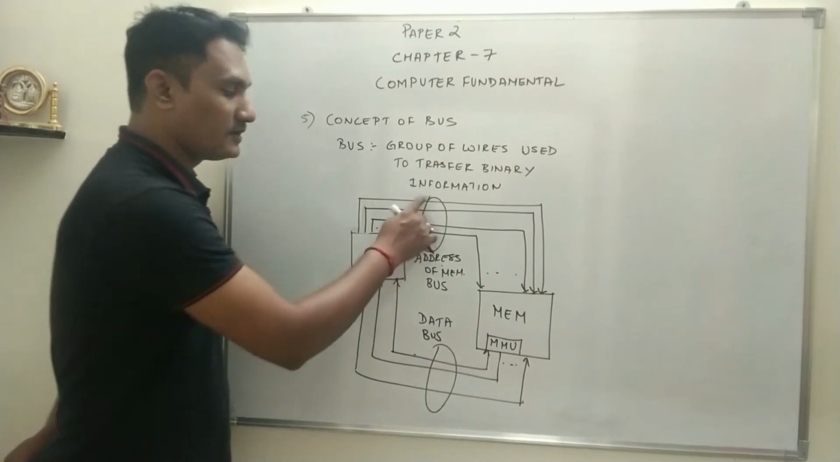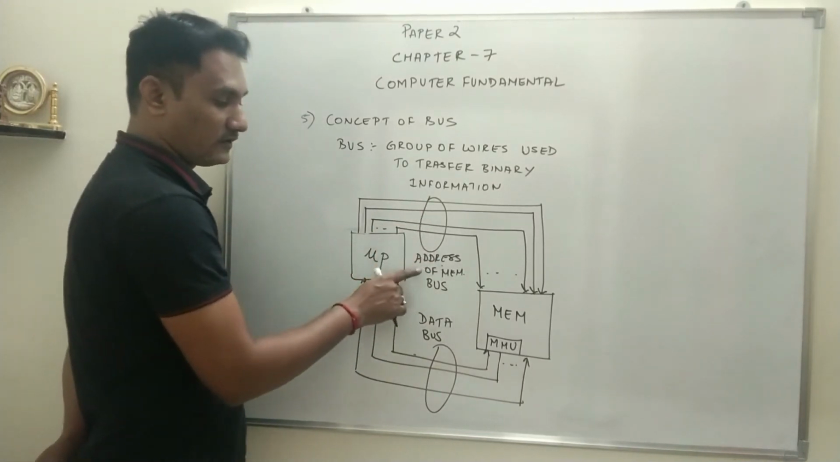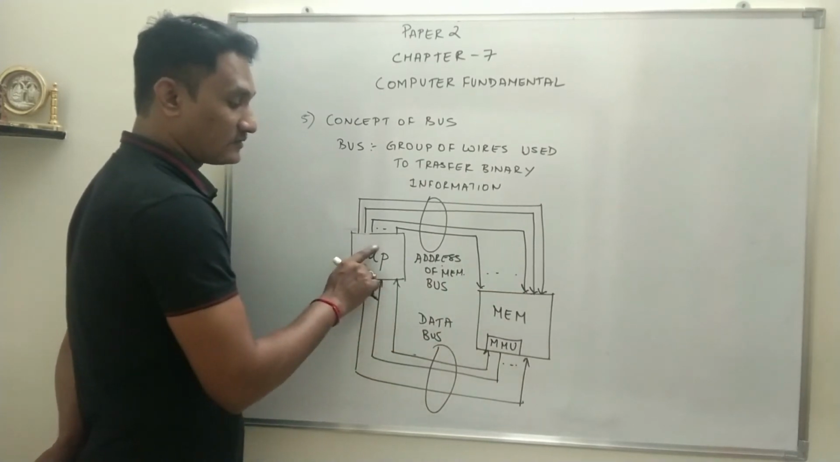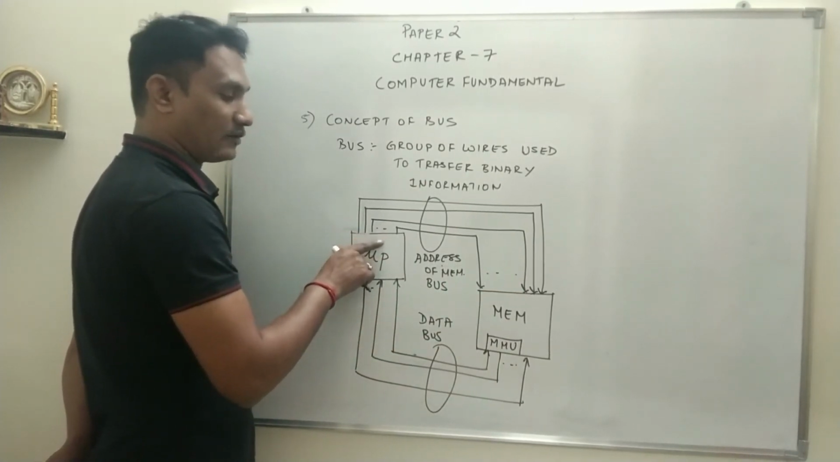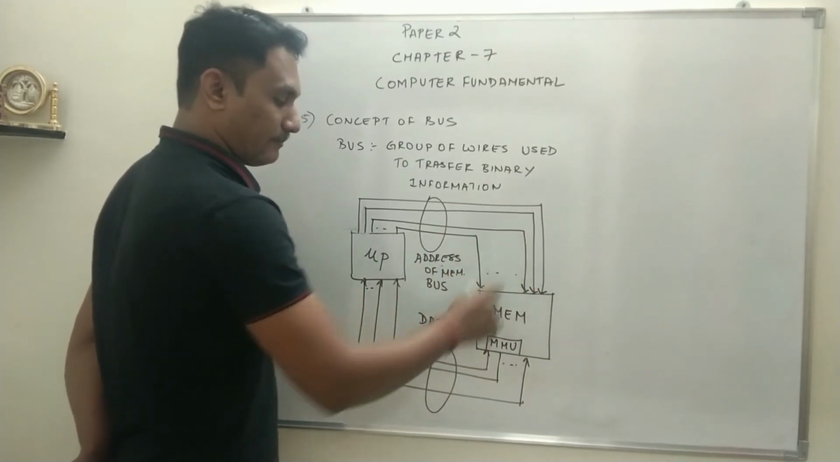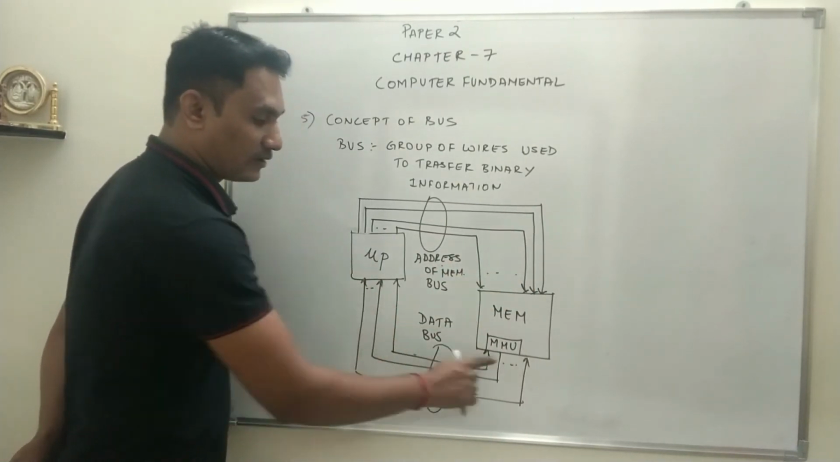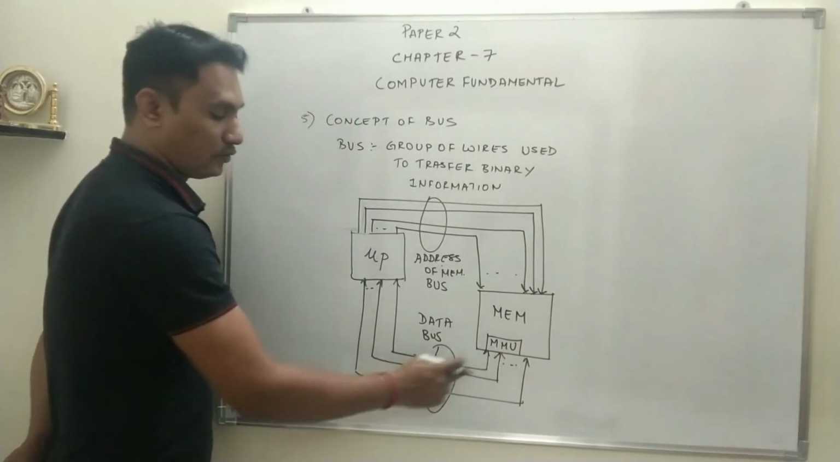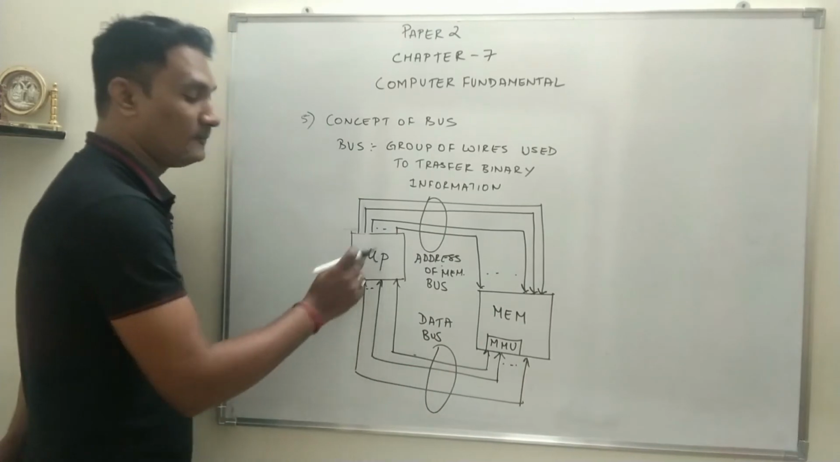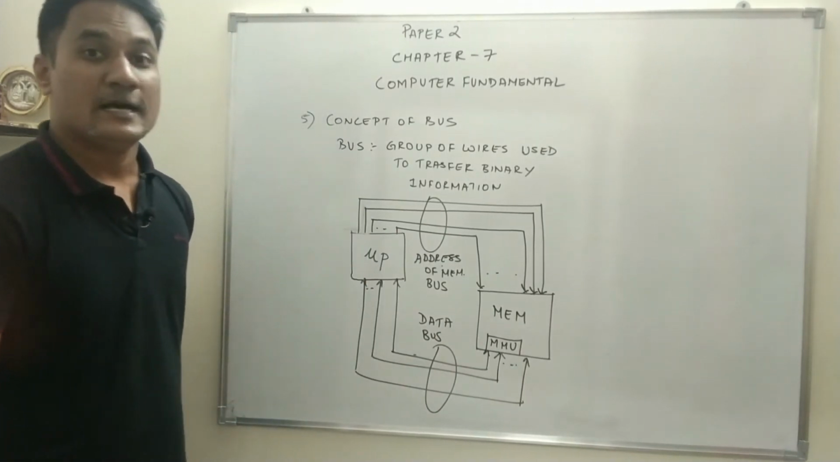So what is an address bus? What you can see is the address bus, the arrow mark is only in one direction. That means address will always be provided by the microprocessor to the memory management unit. So it is unidirectional. Whereas data bus has arrows in both directions. So both directions means data can be transferred from microprocessor to memory or from memory to microprocessor. So it is bidirectional.